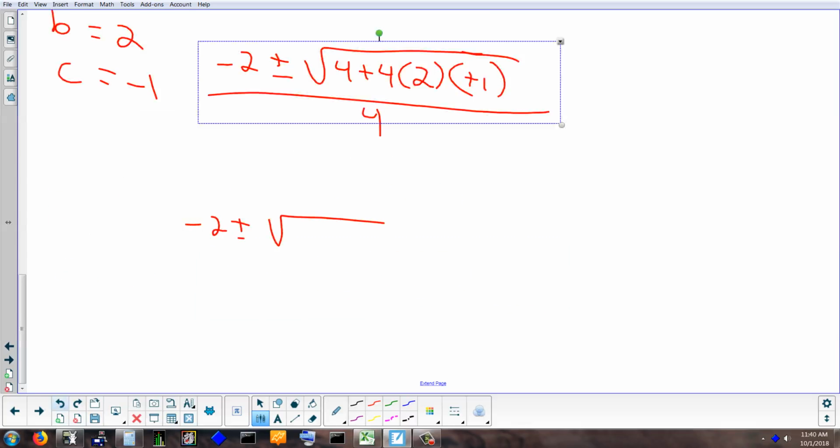Morgan, what's 4 times 2 times 1? Yeah, 9. Careful, you're not adding that 1. It's just 4 times 2 times positive 1. 8 plus 4. So we have 8 and now plus 4. 12. And now that's not quite as simple because we can break down the square root of 12. How does the square root of 12 simplify?